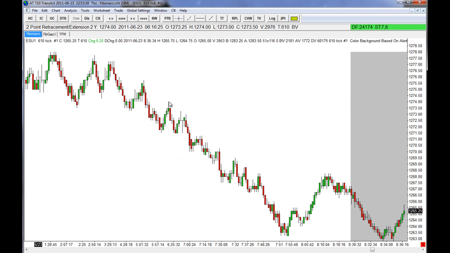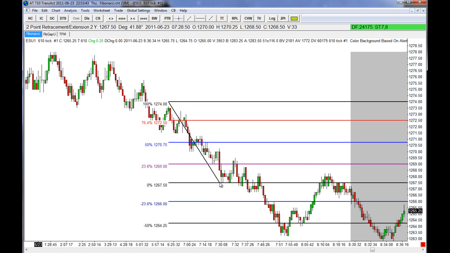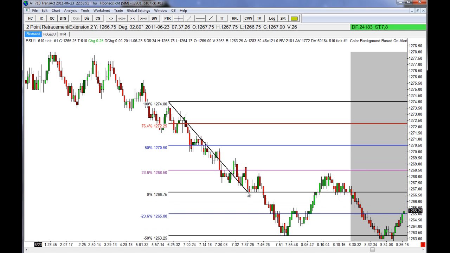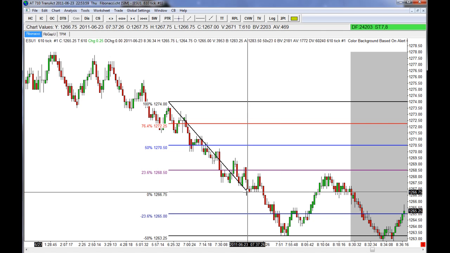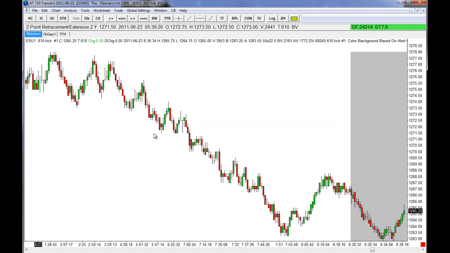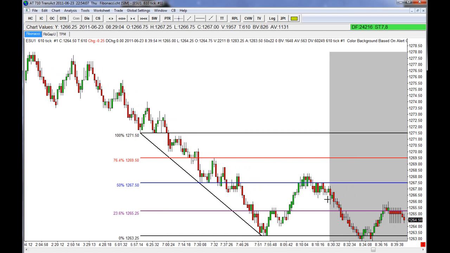So then I started looking for another fib, but price never did quite retrace enough to the 50% level. As you can see, at this point in time, price went through the 0% level and down to the negative 50% line. So I drew an extended price fib from this low to this new low, and when the market opened, it did not quite make it up to the 50% level.